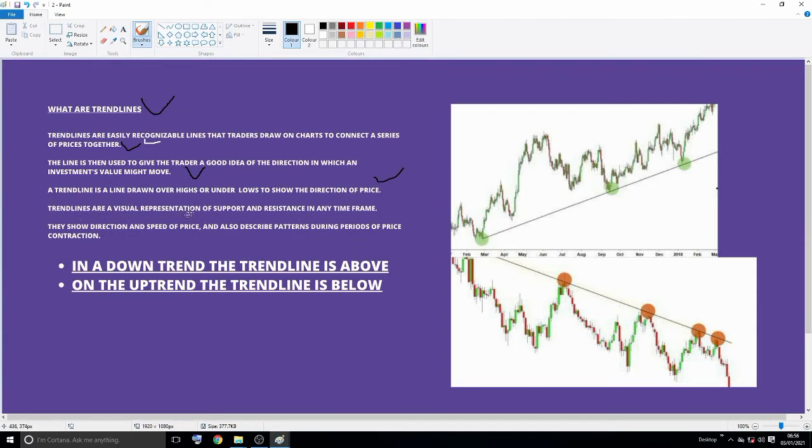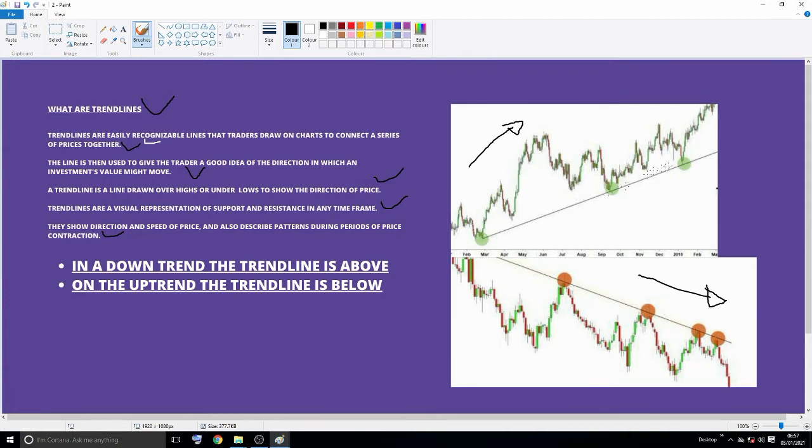Trend lines are usually a representation of support and resistance in any time frame. They show direction and speed of price and also describe patterns during periods of price contraction. In a downtrend, the trend line is above. On an uptrend, the trend line is below. So this is the uptrend because the overall move is to the upside, and this is a downtrend because the overall move is to the downside.